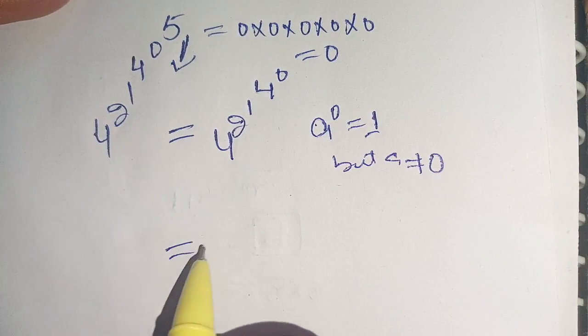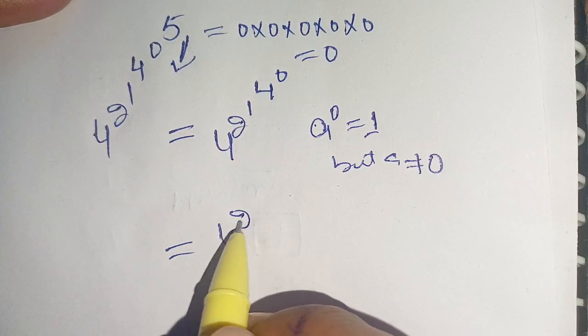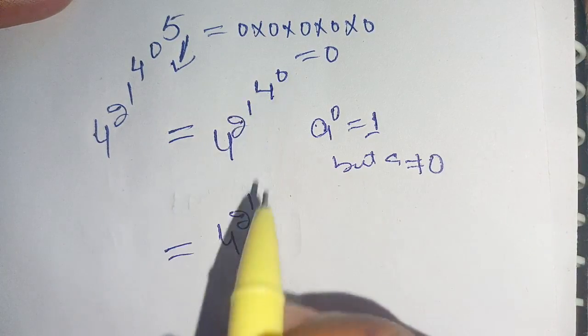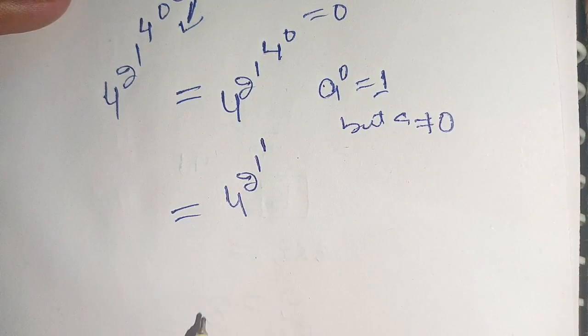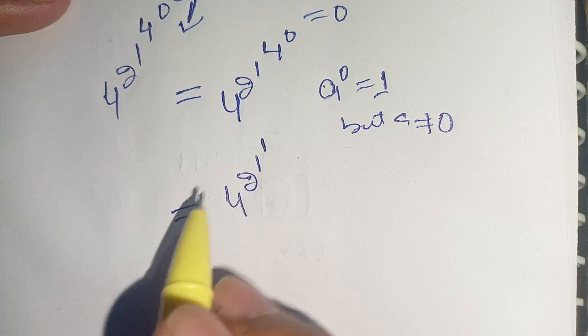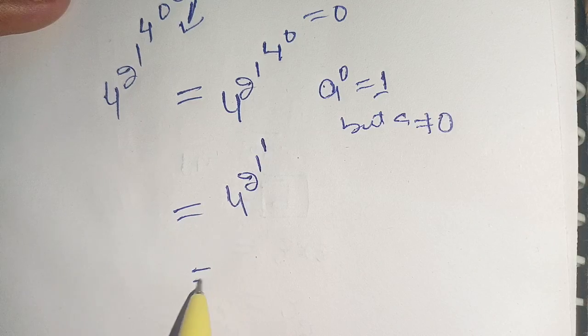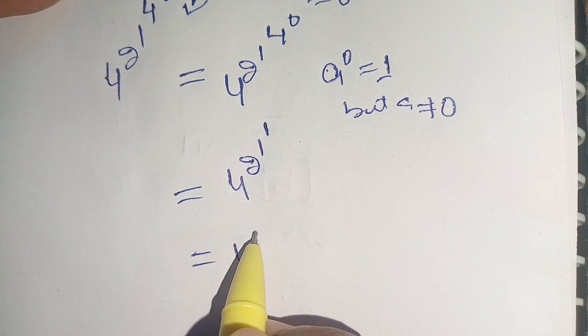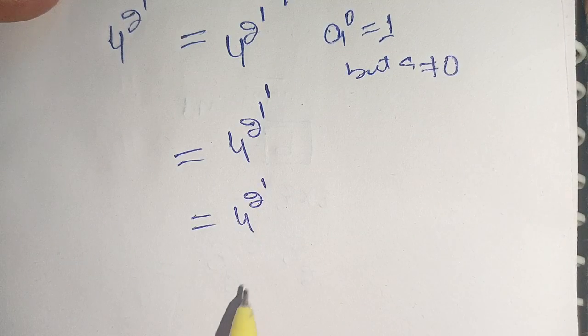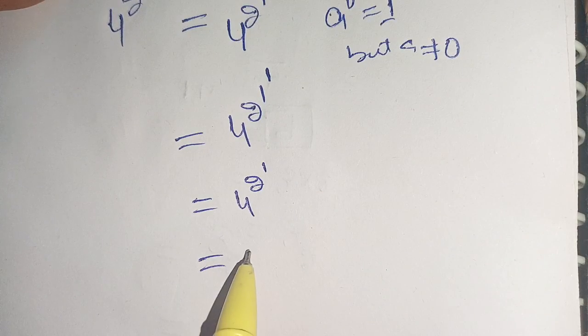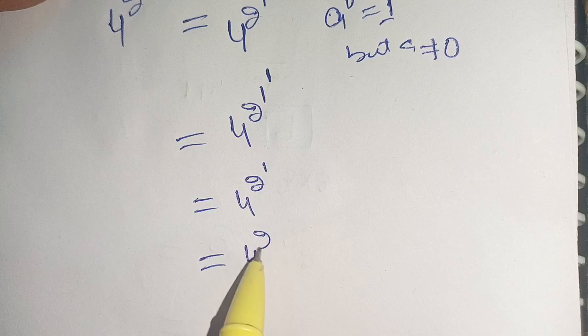Now our next step will be 4 power 2 power 1 power 1, since 4 power 0 is equal to 1. Now, 1 power 1 means that 1 is equal to 1. So 4 power 2 power 1. Now, 2 power 1 is equal to 2. Thus, it is equal to 4 power 2.